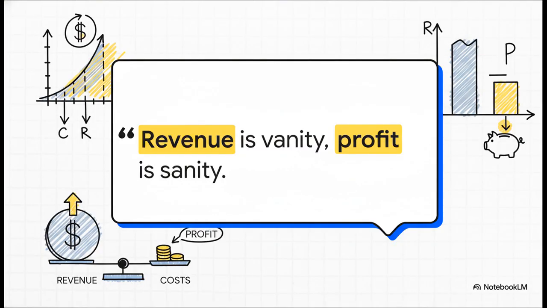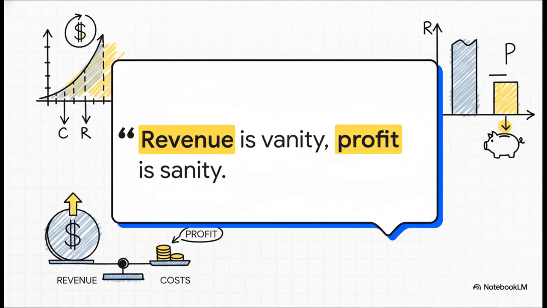I want you to burn this quote into your memory. It's a classic for a reason. Revenue is vanity, profit is sanity. It is so tempting to focus on bringing in a ton of revenue. It makes for great headlines, it feels good, but if your costs are out of control, you're not actually making any money. You could be selling $1 million worth of product and still go completely bankrupt.